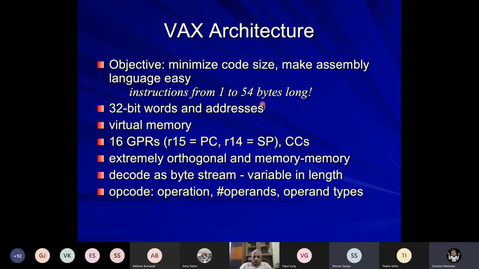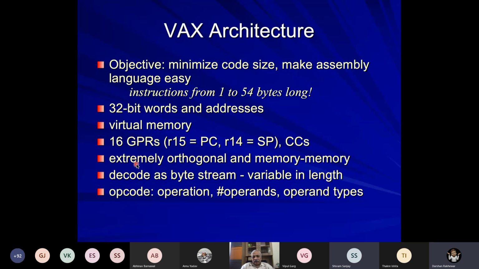The data words are basically 32 bits, and so are the addresses. So the addresses could be virtual. There is a basic support for virtual memory in the processor itself. 16 general purpose registers. So this is somewhat similar to ARM. R15 is PC and R14 is not link register. Here it is SP, and there are condition flags, condition codes.